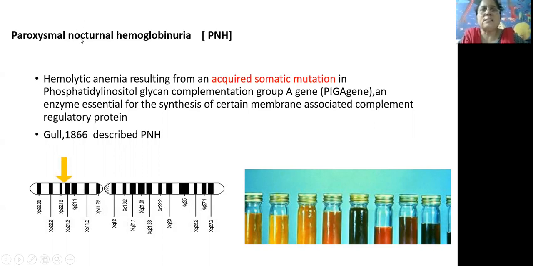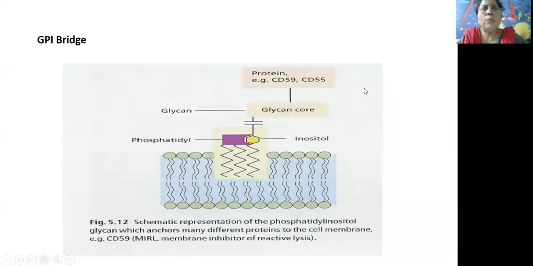Nocturnal, night. Hemoglobinuria, he passes hemoglobin in the urine. So it's an intermittent passing of hemoglobin at night. So see the urine of the patient. This is during night time and early morning. The urine gets collected at night, and the early morning urine contains hemoglobin. Okay. So why is this happening?